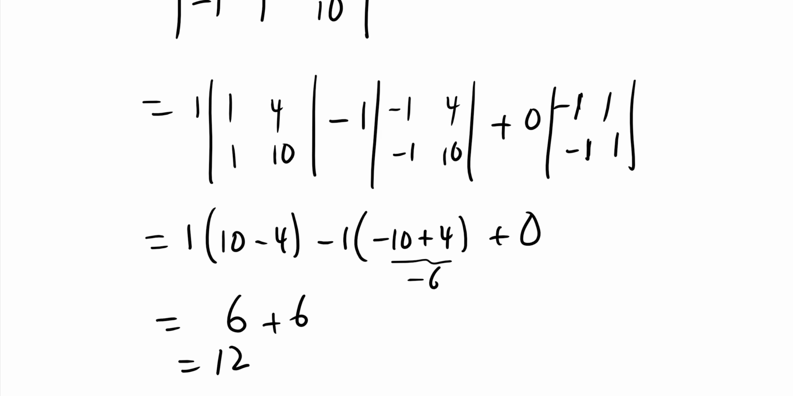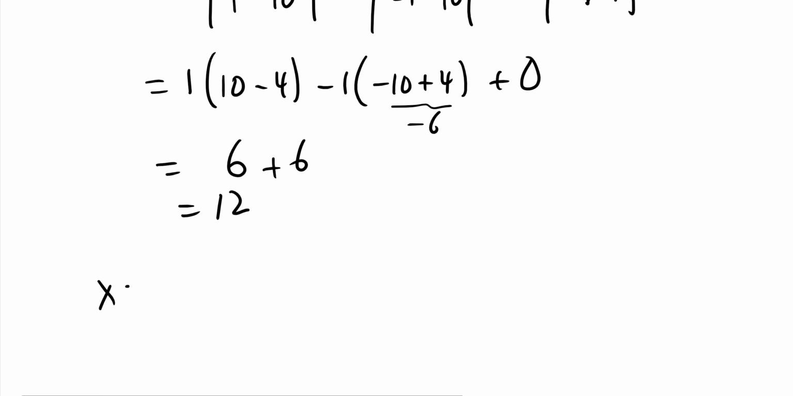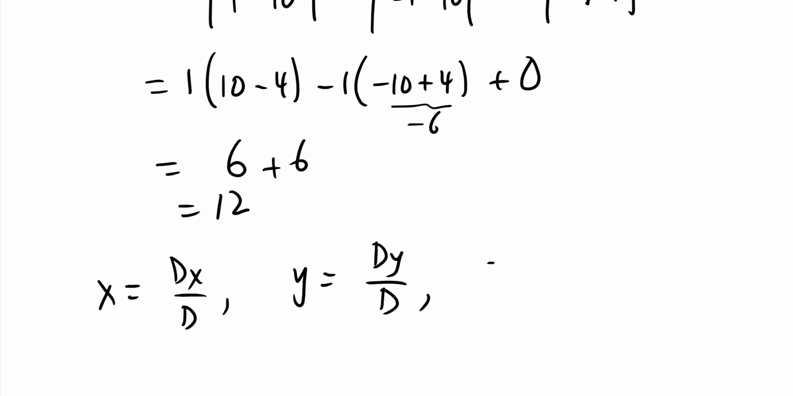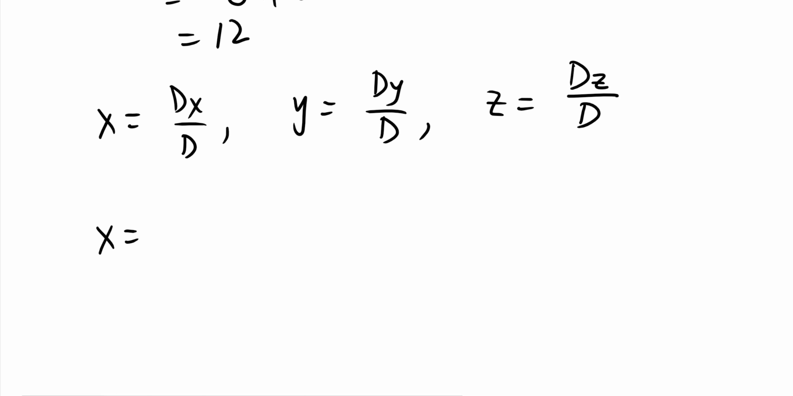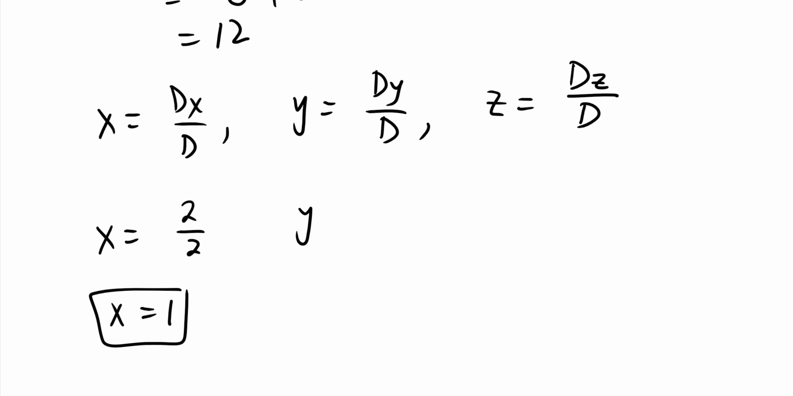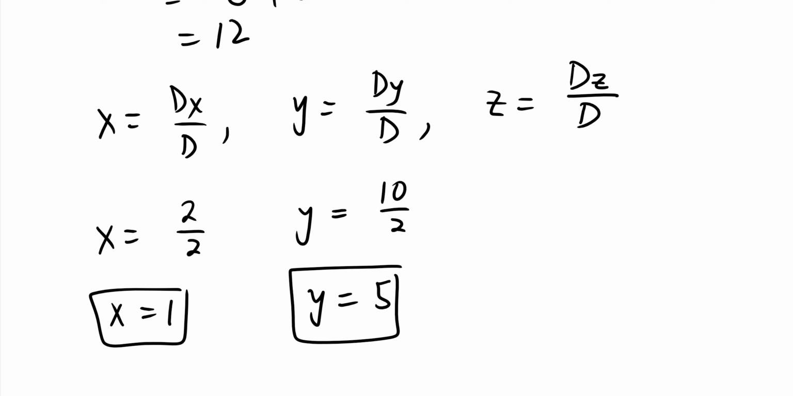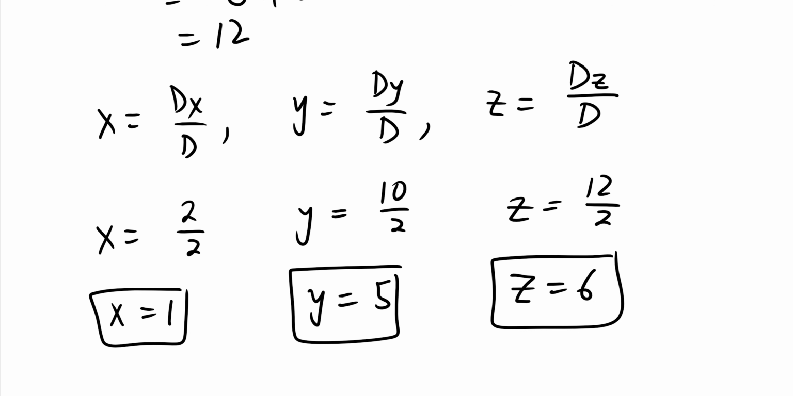Now we are going to find x, y, and z. So x would be dx over d, y would be dy over d, and z would be dz over d. dx we found was 2 and d was 2, so x is 1. dy is 10 and d is 2, so y is 5. z, dz was 12 over 2, so z is 6. So that's how we use Cramer's rule to solve a system of equations in 3 unknowns.